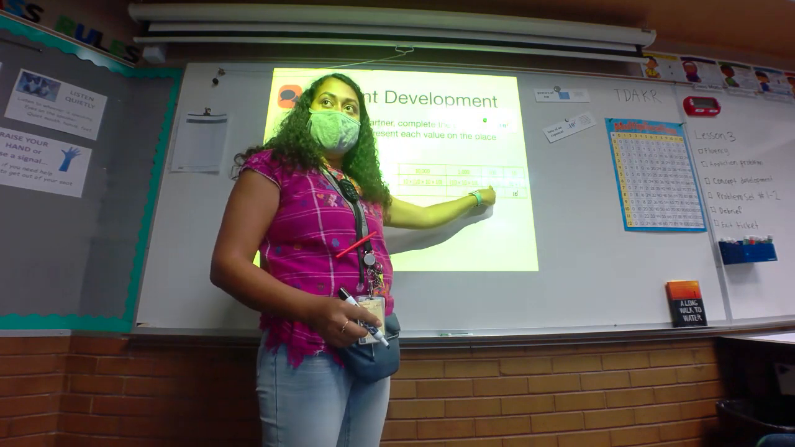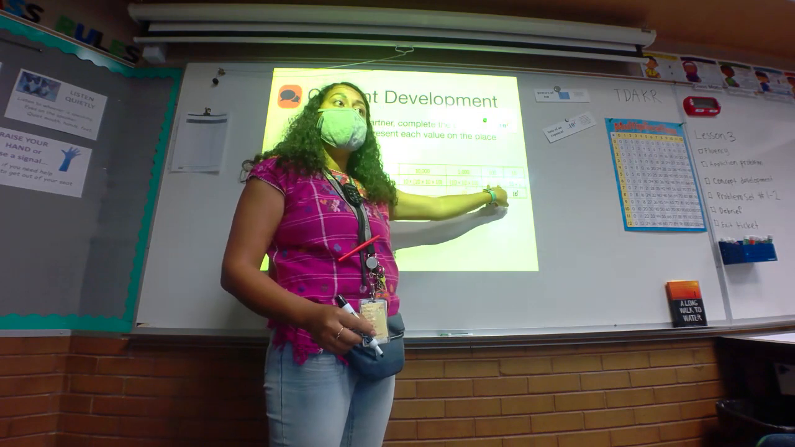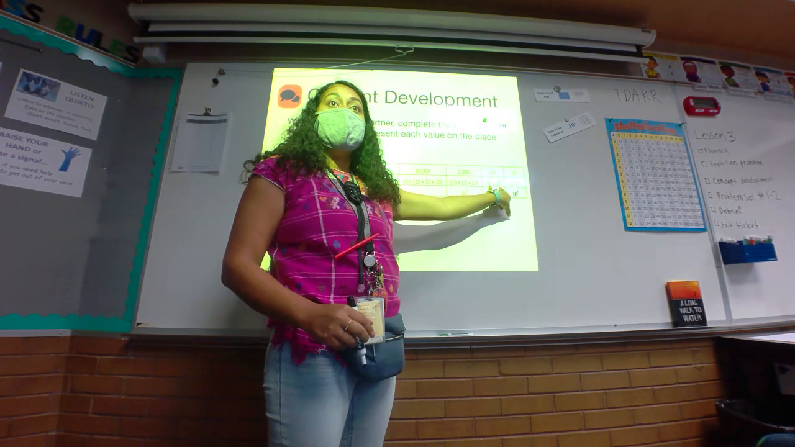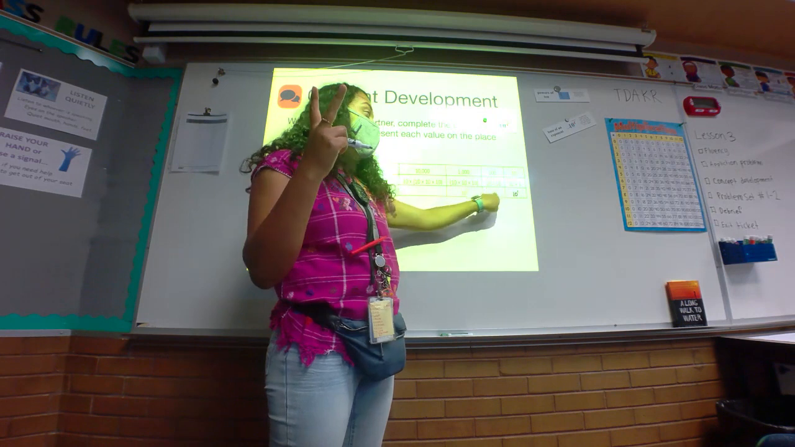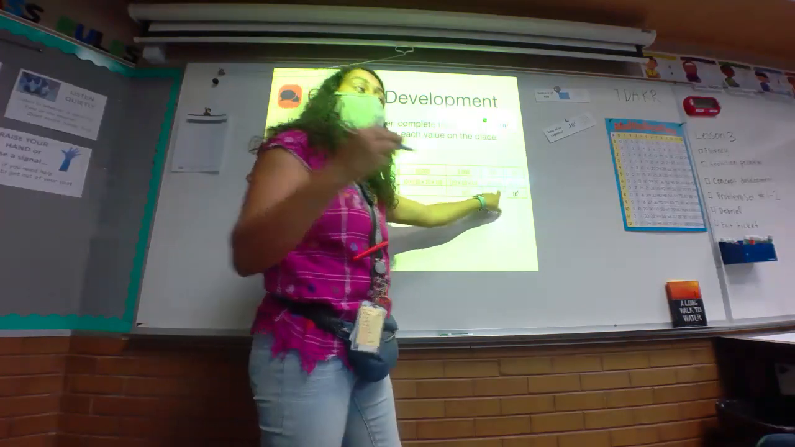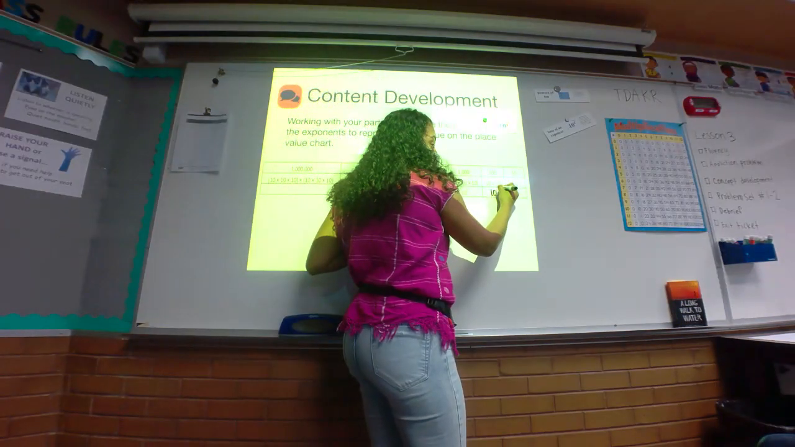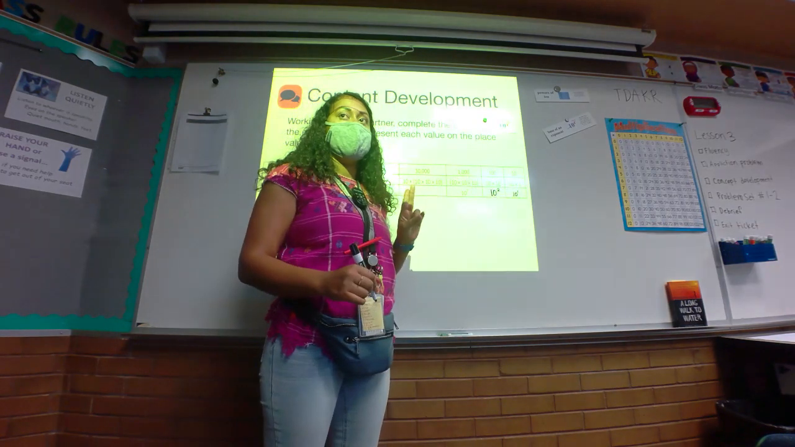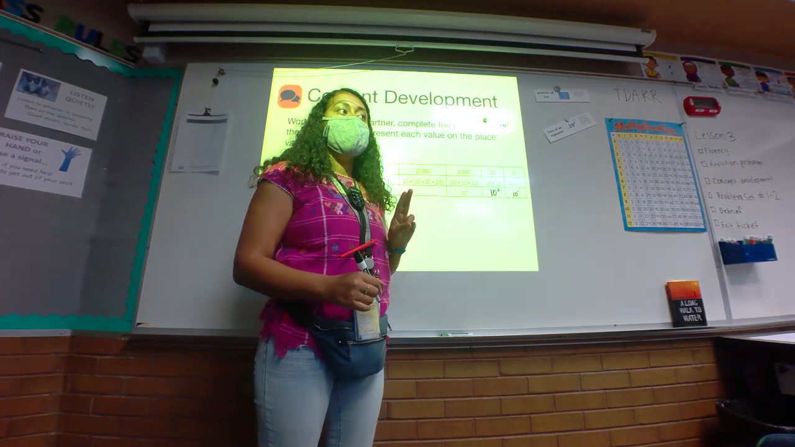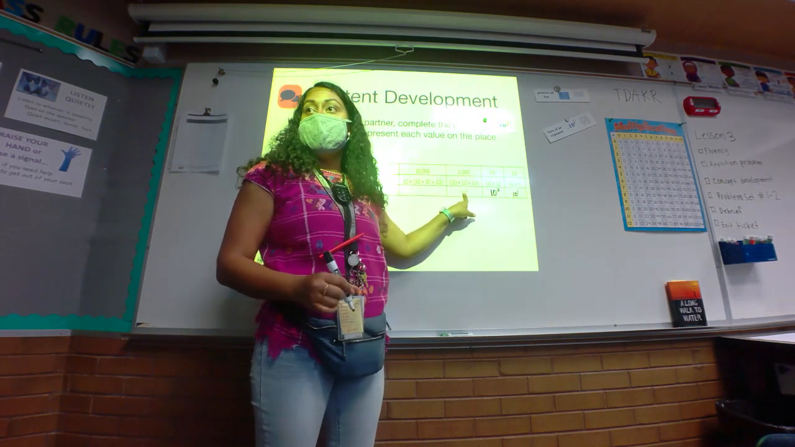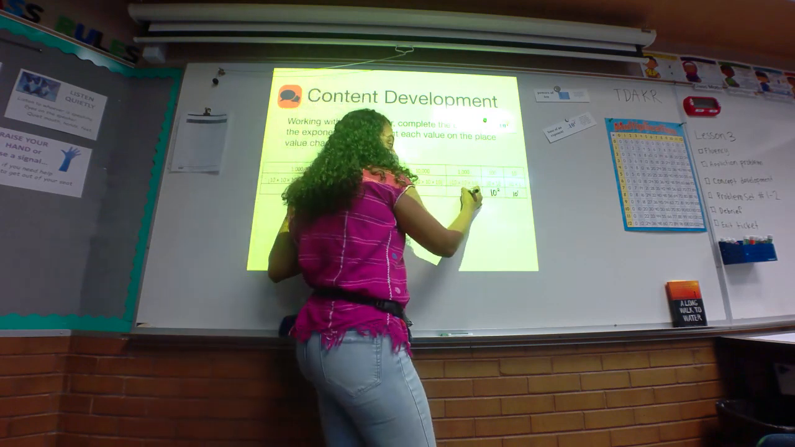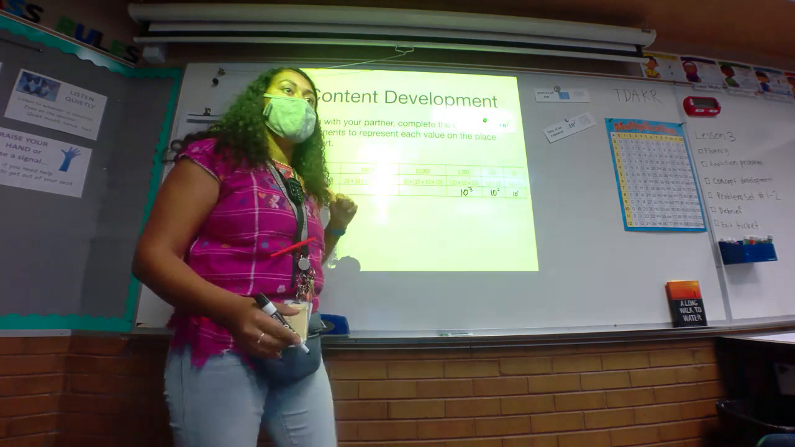Okay, next one. How many factors of 10 are there in 100? 10 times 10. So there's 2 tens. So our exponent would be 10 to the power of 2, because there's 2 tens being multiplied together. So what do you think the next one is going to be? 10 to the power of 3. Beautiful.